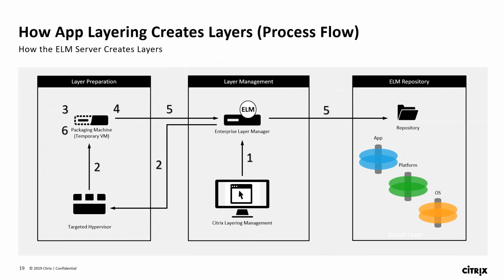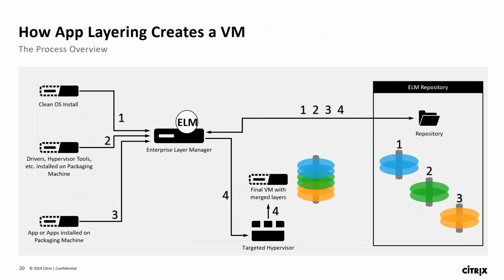How does App Layering create layers? Well, you log into the management console, you tell the App Layer to build me a layer. It then talks to the hypervisor, it creates a temporary package, we install those apps, then the App Layering Enterprise Layer Manager shuts down that machine, then it creates the layer and it stores that layer in the repository where, using again our Citrix Layering Management console, we can reassemble those layers in any fashion and create the image.